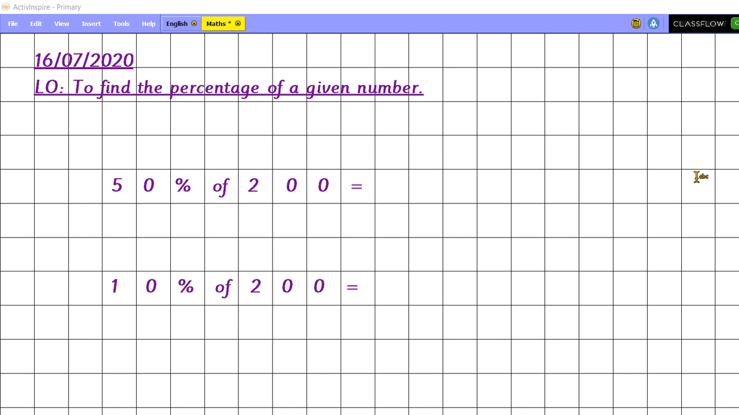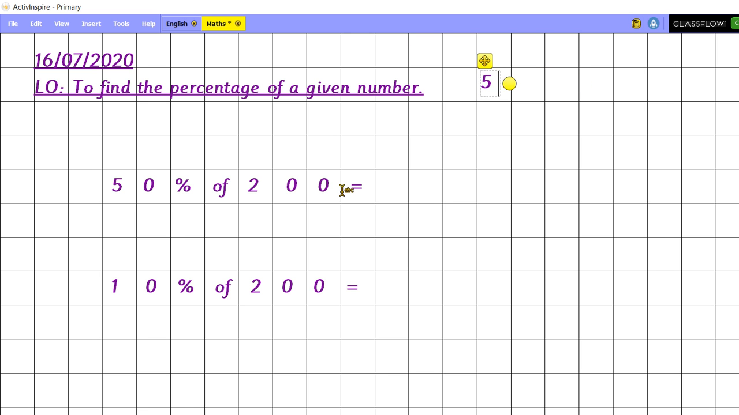So on the screen, you can see that I've got the first question, 50% of 200. Now, we know that 50% is a half, okay? So we need to therefore find a half of 200. Just in case some of you have forgotten why 50% is a half, let's just have a quick look at this.